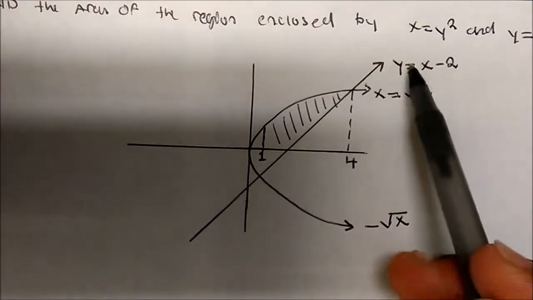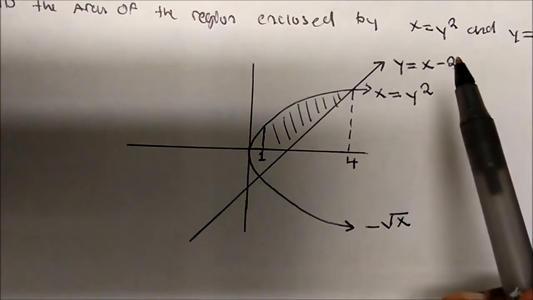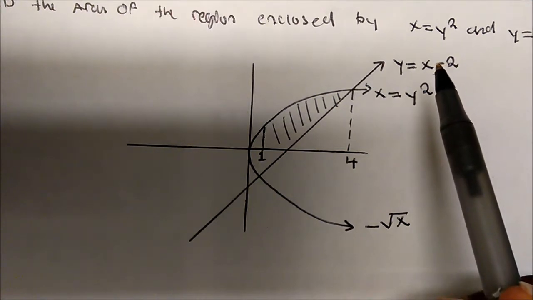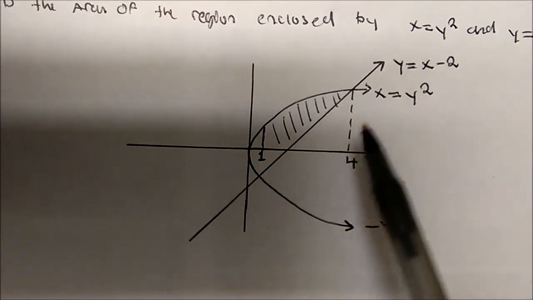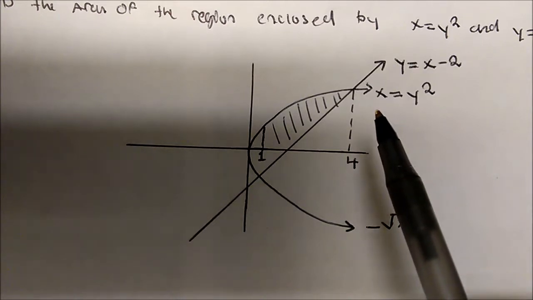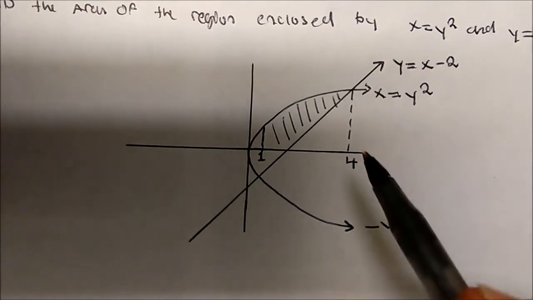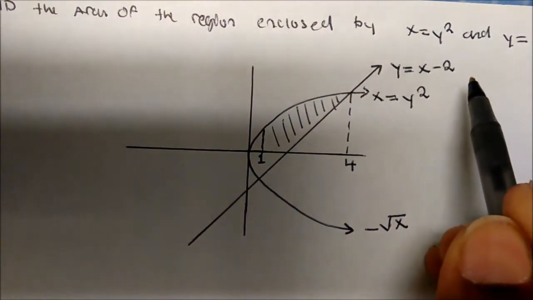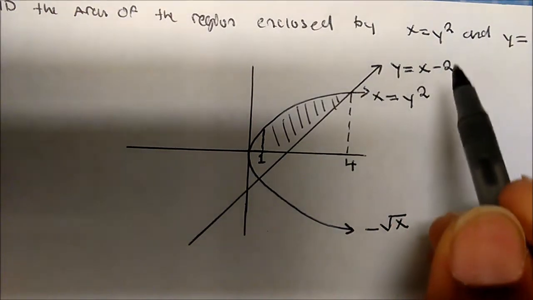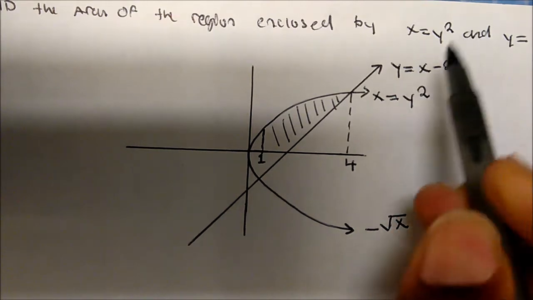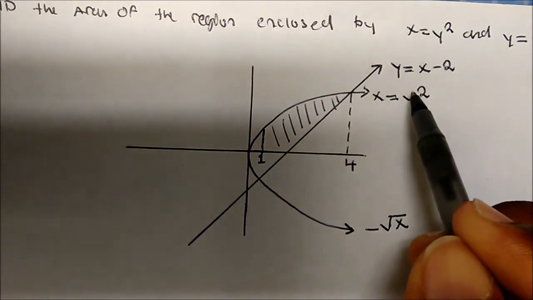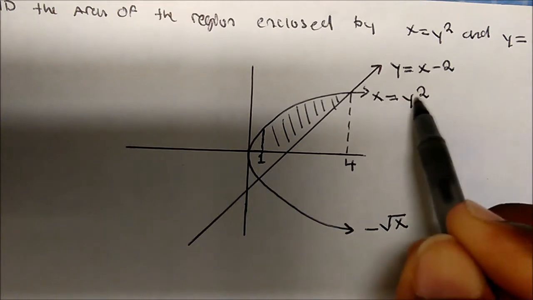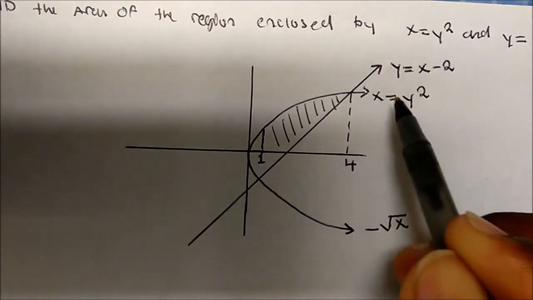Well, my equations are given differently. I'm not given the limits of integration in terms of x or y, because remember, we could do this two ways: type 1 and type 2. Type 2 is integration with respect to y, and type 1 is integration with respect to x. So since this is given in the form of y is equal to x minus 2 and x is equal to y squared, in order for us to get limits of integration with respect to x, we have to get this y squared here equal to some value of x, right?